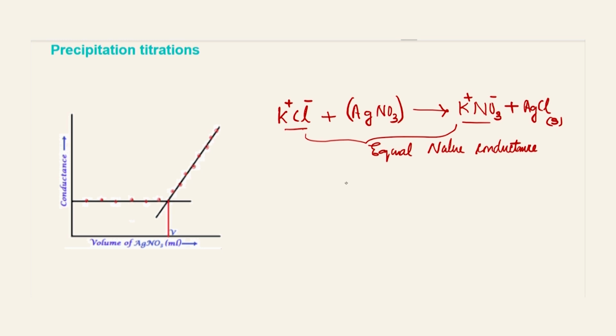Now, after the equivalence point, you have excess of silver nitrate, which is again a strong electrolyte. And therefore, silver ions and nitrate ions are brought into the solution, and therefore, the conductance increases steeply. Now, again the intersection of these two lines will give you the equivalence point. You can find out the volume of silver nitrate used, and from that, using the relation N1V1 is equal to N2V2, you can calculate the concentration of either chloride ions or KCl, or it can be used for determining the concentration of nitric acid also.